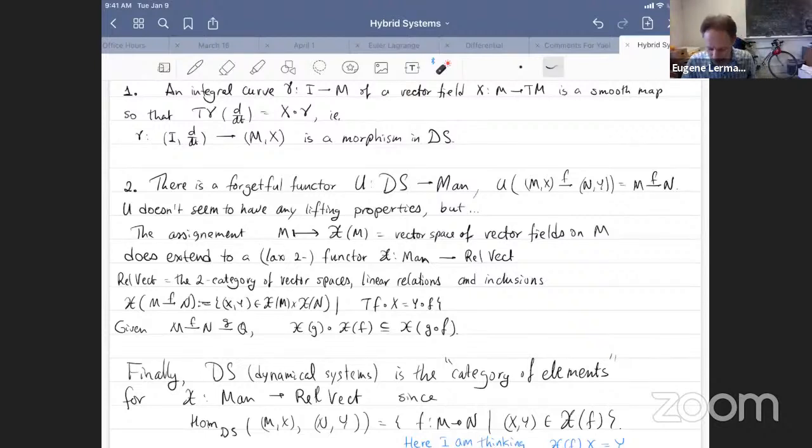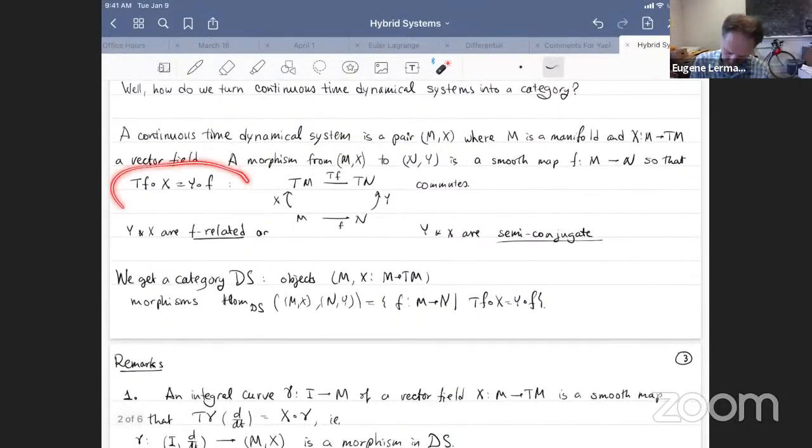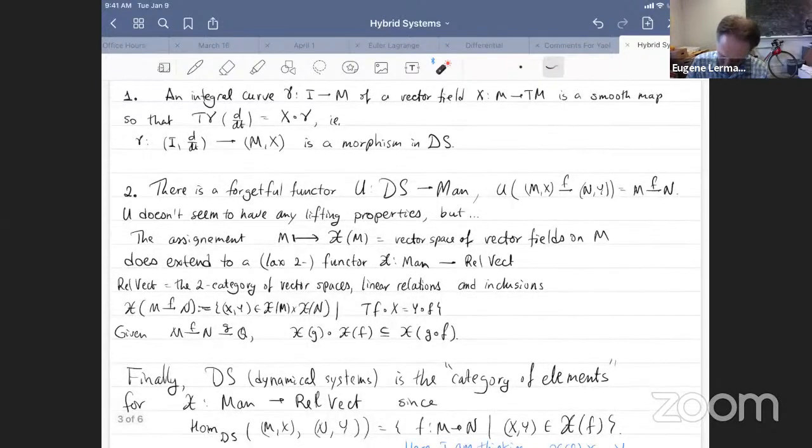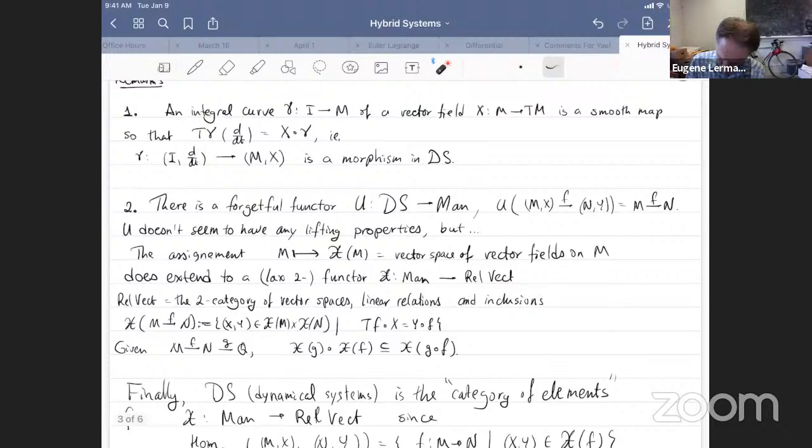So I want to give you a functor. Given a manifold, I can assign to it a vector space of all vector fields. If I have a map between manifolds, I don't get a linear map between vector fields, but I do get a relation, because I get the related vector fields. And so I can get a functor from the category of manifolds to the category, well, I guess secretly it's a two-category, whose objects are vector spaces. Morphisms are linear relations. You can check that, and the two-morphisms are inclusions of linear relations.